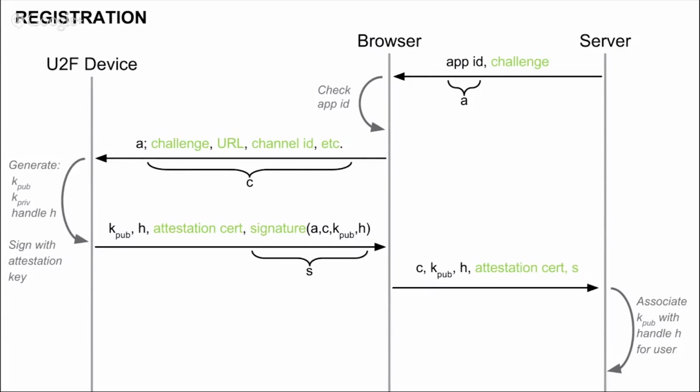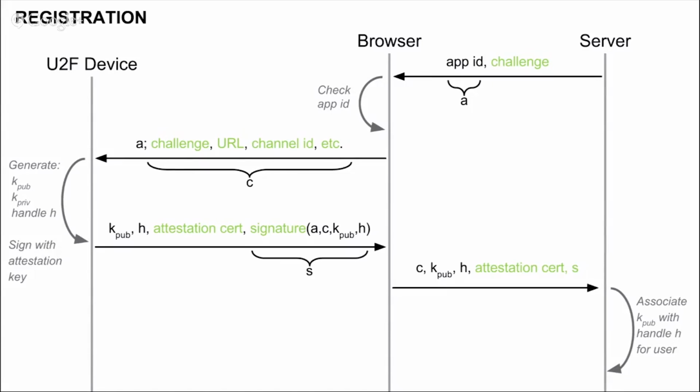And now, during manufacturing, we insert this attestation certificate, which is a certificate that contains information about the type of device that it's contained in. And the device also holds the key for that certificate. In the registration response, first off, we return the full certificate so that the server can look at it and see what it is.